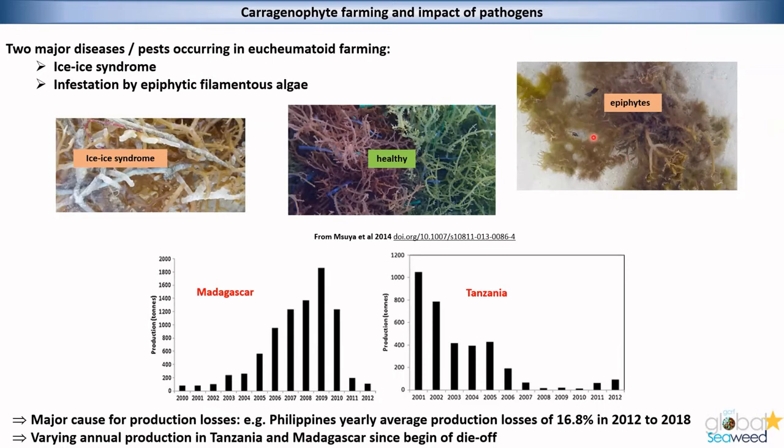Those epiphytes are known to cause major production losses. In the Philippines, for example, the yearly average loss due to epiphytes is estimated to be around 17%. And then likewise, the annual production of those eucheumatoids is greatly varying here in Tanzania and Madagascar due to those epiphyte infestations.